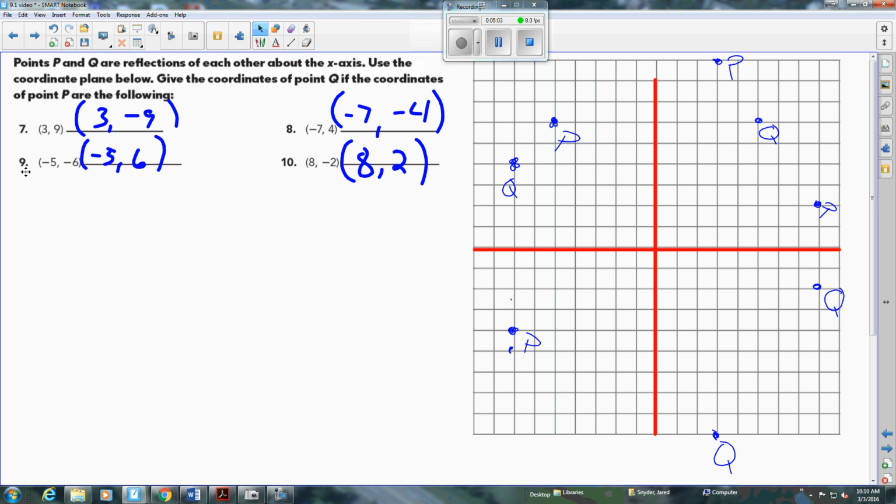If we look at this one, (-5, -6), -5, 1, 2, 3, 4, 5, and 6 down. Check that again. 1, 2, 3, 4, 5, 6. Then we go up 1, 2, 3, 4, 5, 6. So that one would be (5, 6), and this should be a Q, not a P.